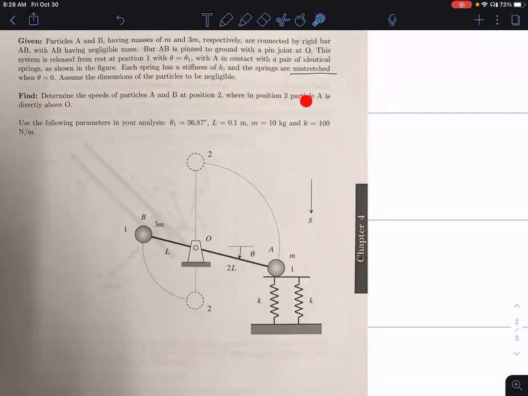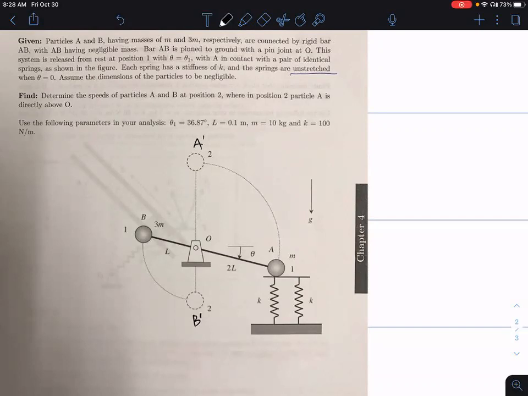In position 2, particle A is directly above O. So this problem is pretty nice. I already did the sketch for you. Position 1 is right here. Position 2 is when this bar is straight vertical, when particle A is up there. Let's make sure we label that as particle A prime, B prime.